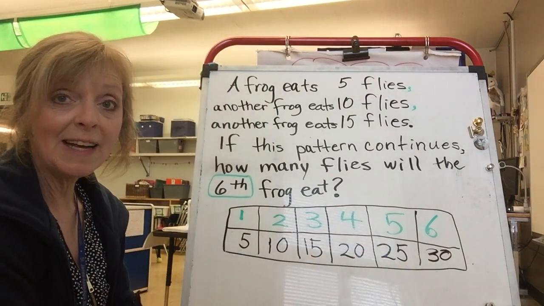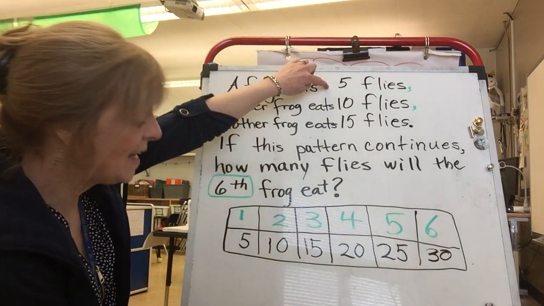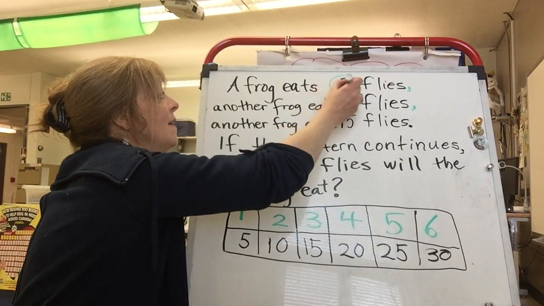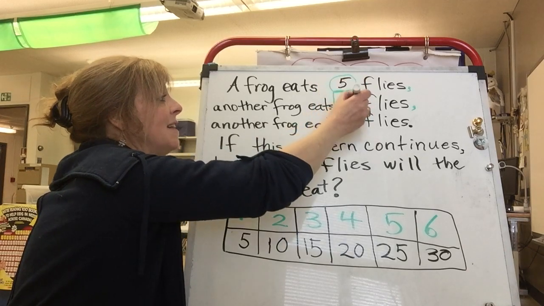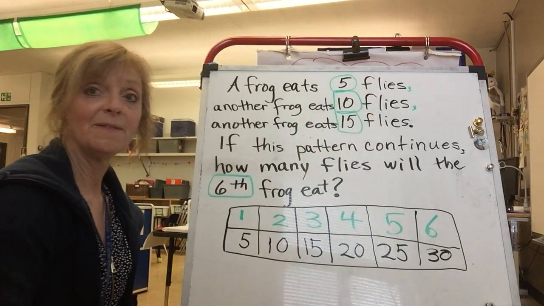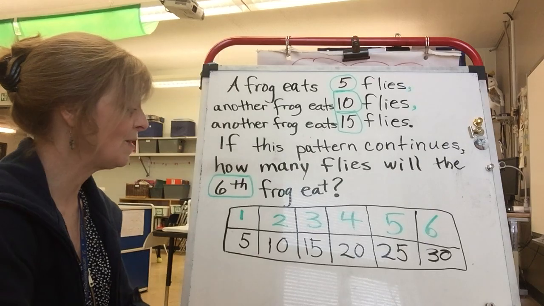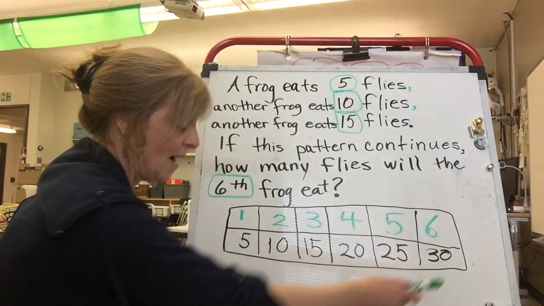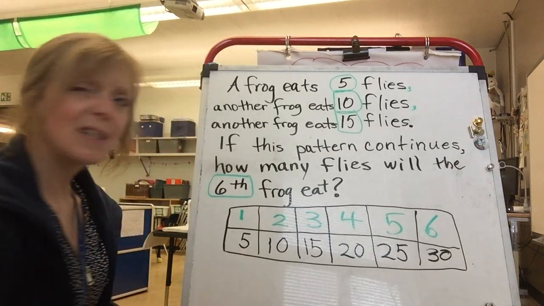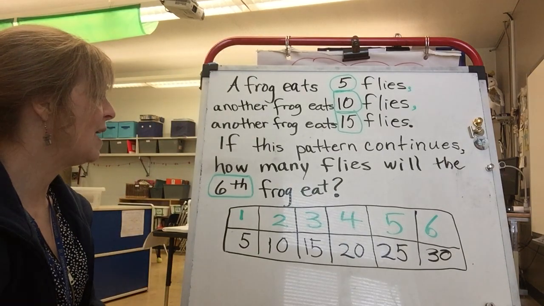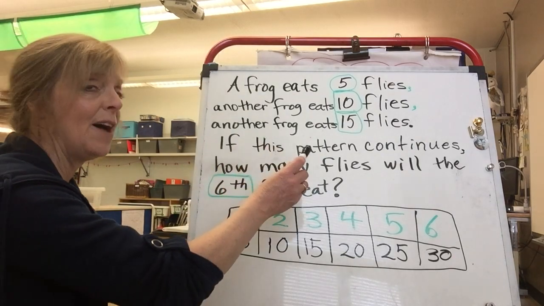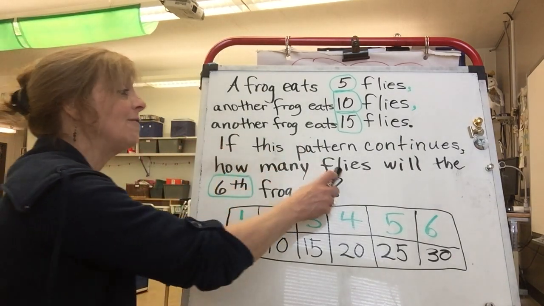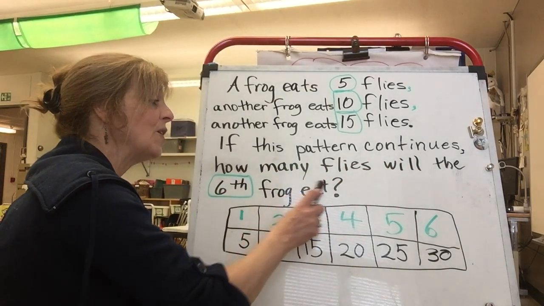And the reason we've made it that way is that we noticed here, every time there was another frog, it ate 5 more. Right? That's why we started the pattern 5, 10, 15, and then we went on to add 5 more each time. So what was our question? Look at your question every time before you answer it. If this pattern continues, it's an add 5 pattern, how many flies will the 6th frog eat?